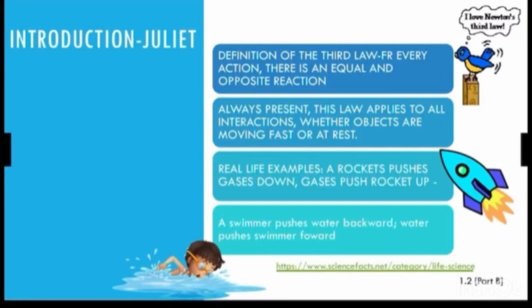Juliet Carrillo. Introduction. The definition of the third law is: for every action there is an equal and opposite reaction. It is always present. This law applies to all interactions, whether the objects are moving fast or at rest. Real life examples are rockets pushing gases down and the gases pushing the rocket up, making it able to take off. Another example is a swimmer pushing the water backward and the water pushing the swimmer forward, making him be in motion.